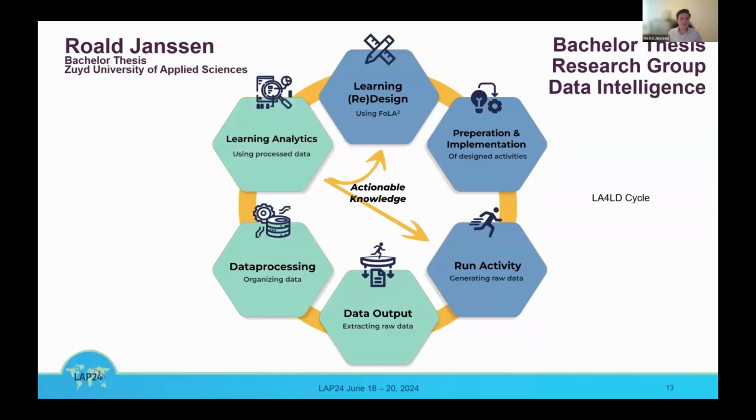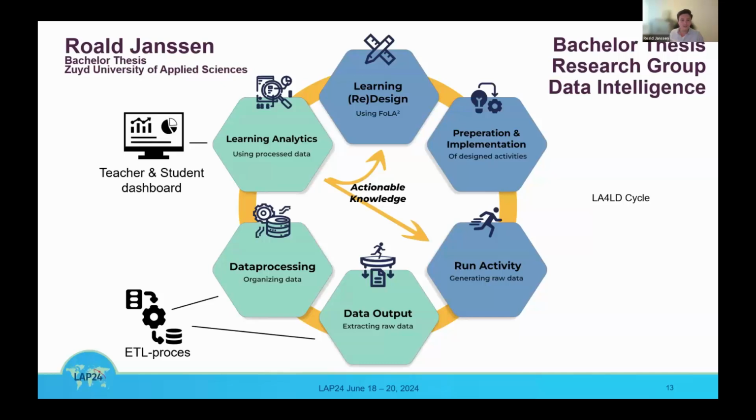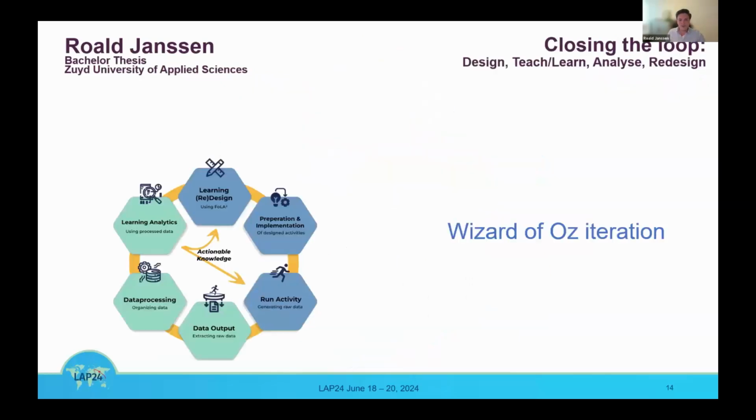What you'll notice is that we have blue hexagons and green hexagons. The blue ones exist currently, and the green ones were missing to fill the gap. So what we try to do to fill the gap is put an ETL process, an extract, transform, load process, in these two steps. And for the learning analytics part, we made a teacher and student dashboard. Right. So what we made was a Wizard of Oz iteration. For my thesis, I was not able to make a fully automated system which continues the loop, so there has to be some manual input as well, especially from the technologies that we use.